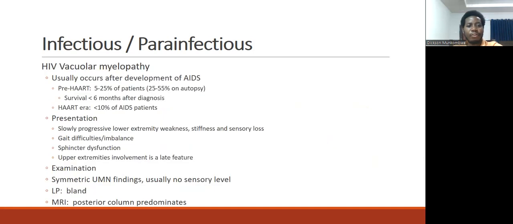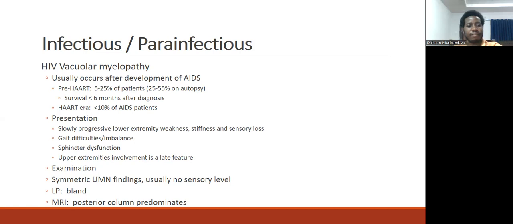Then HIV vacuolar myelopathy is an important cause of paraparesis. It usually occurs after development of AIDS. It was more common in the pre-HAART era, with 5 to 25% of patients being found with vacuolar myelopathy, and on autopsy, it was found to have an even higher incidence of 25 to 55%. Survival is usually less than 6 months after diagnosis.